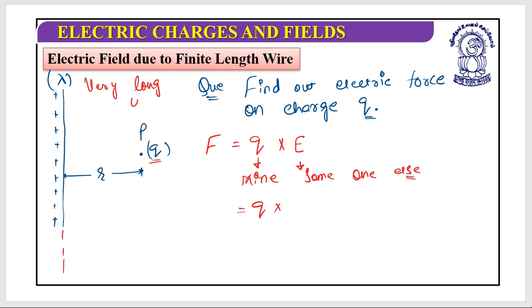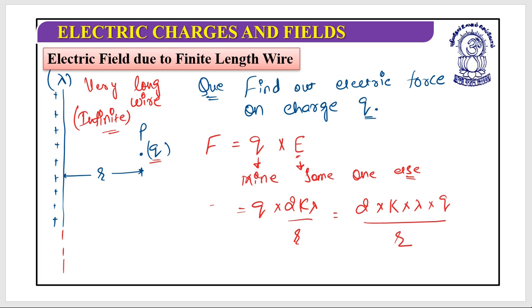When they say very long wire, they mean to say consider this as an infinite wire. Now, what would be the electric field due to an infinite wire? Yes, you assumed it correctly. It is 2k lambda by r. So let's rearrange this: 2 multiplied by k multiplied by lambda multiplied by q divided by distance. This is the force acting on the point charge q. This is my answer.